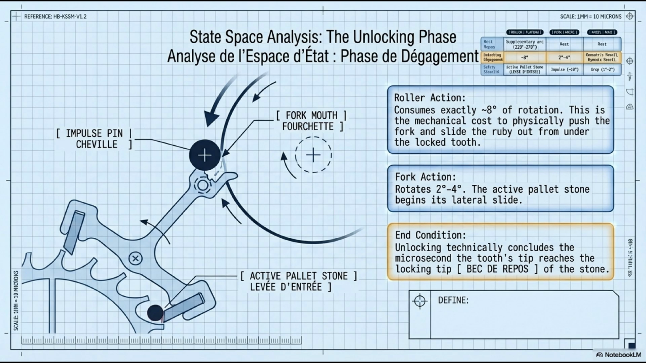Let's read the state of each component from this diagram. The impulse pin, cheval, enters the fork mouth, fourchette. Look at the curved arrows. The roller is rotating, driving the pin into the mouth opening.